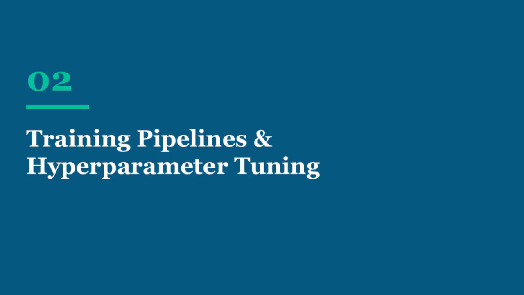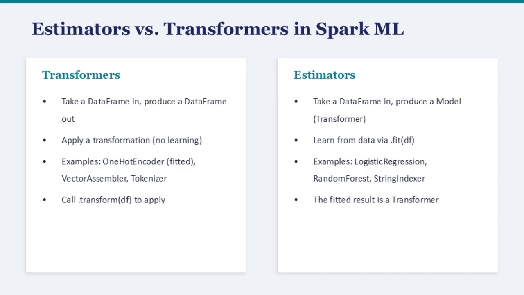Now let's cover training pipelines and the three main approaches to hyperparameter tuning. Let's start with estimators versus transformers in Spark ML. In Spark ML, there are two fundamental abstractions you need to understand. Transformers take a data frame as an input and produce a data frame as output. They apply a fixed transformation. No learning is involved. Examples include a fitted one-hot encoder model, vector assembler, which combines columns, and a tokenizer, which actually splits the text. You call transform on your data frame to apply this.